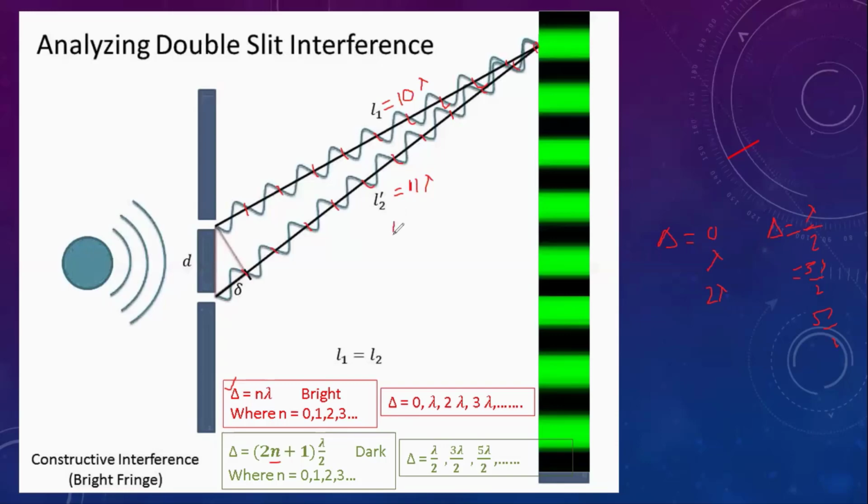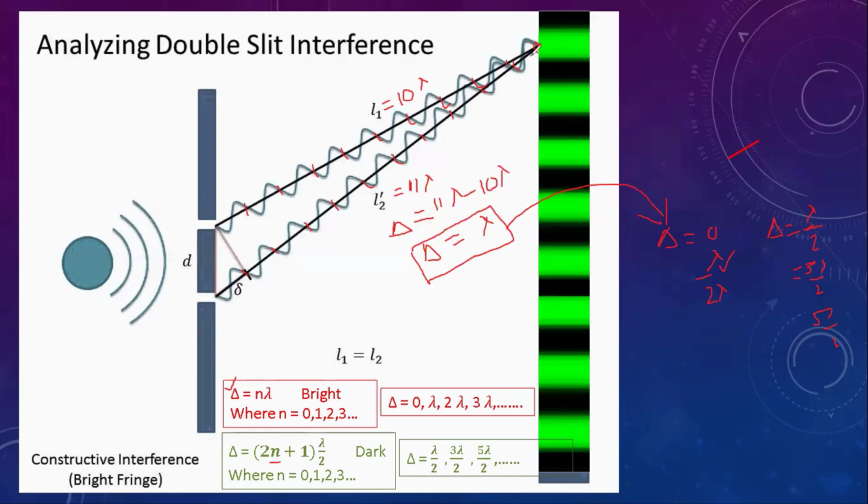Path difference means delta. In this case, at this point, what is the path difference? Delta is equal to 11 lambda minus 10 lambda. That means it is coming like lambda. So delta is equal to lambda. If we measure the path difference, that is delta is equal to lambda, it is for which condition? It is true for the bright. Delta is equal to lambda means this condition. So that means here bright fringe will form.